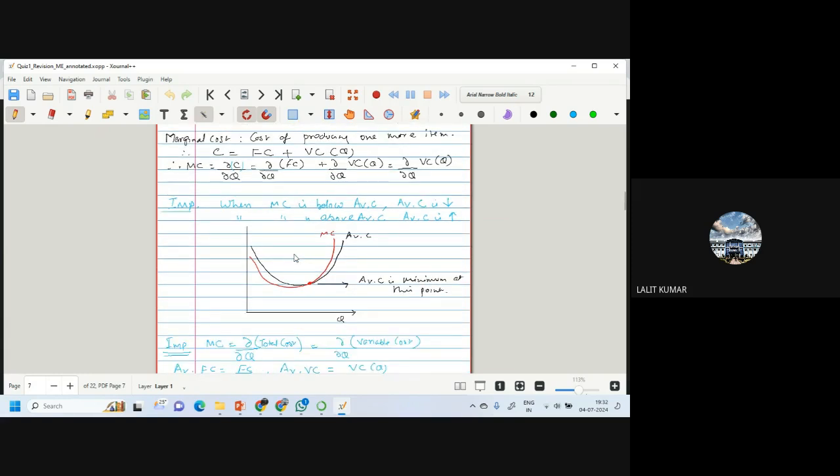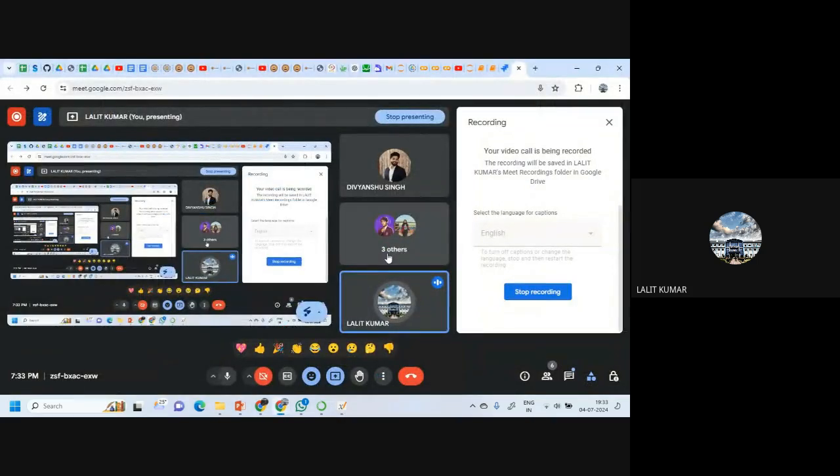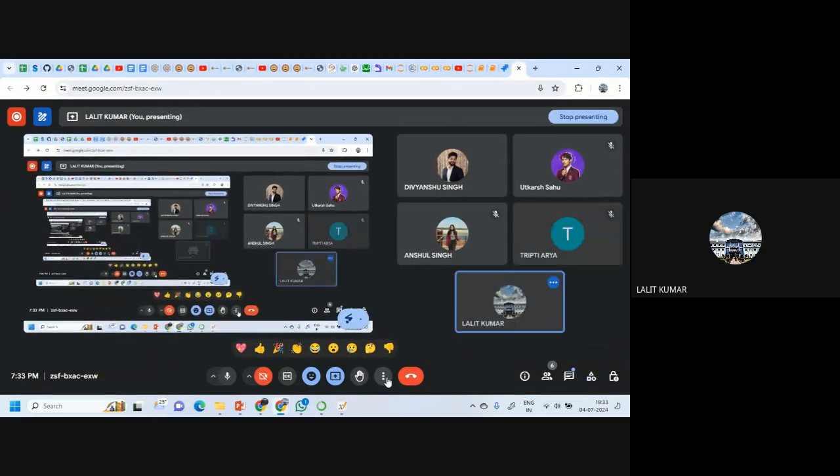Now, when we come to marginal cost, I will cover that again because otherwise it will become confusing. To cover that here, I will open the Jamboard and I will cover it on the whiteboard.